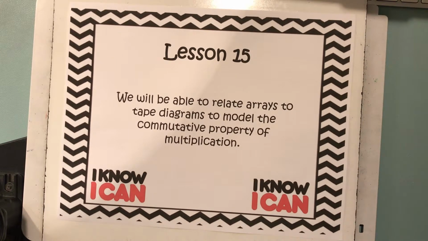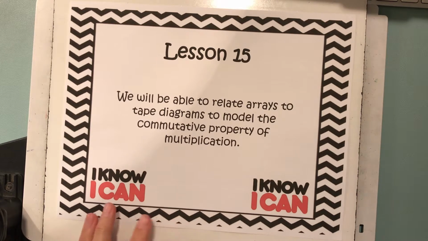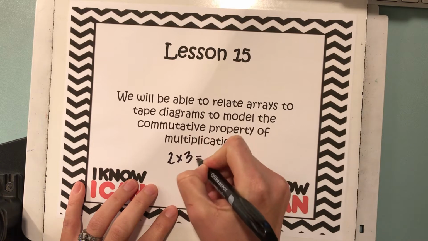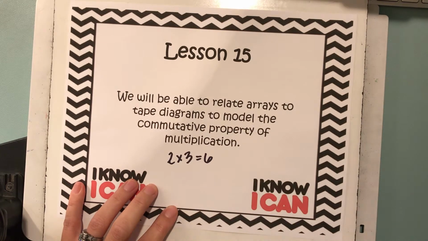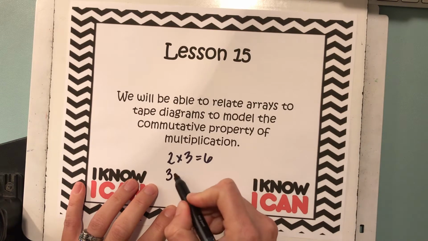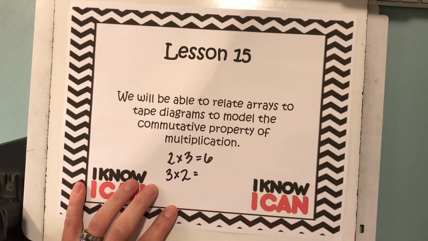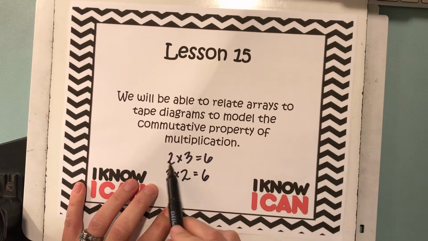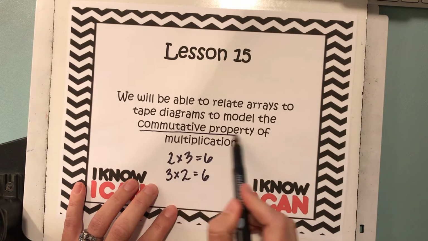So Miss Kellogg went over commutative property, I think it was last week or the week before, with 2s and 3s. And remember, the commutative property says that you can multiply numbers in any order and the answer will always be the same. So if I had 2 times 3 equals 6, the commutative property says if I flip these and I do 3 times 2, the answer is still what? 6. So this is the commutative property. Even though I flipped these factors, the answer is still the same. So that's just a fancy term for that.